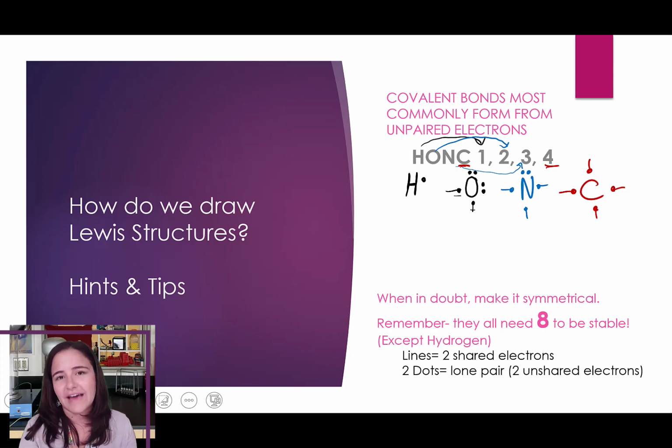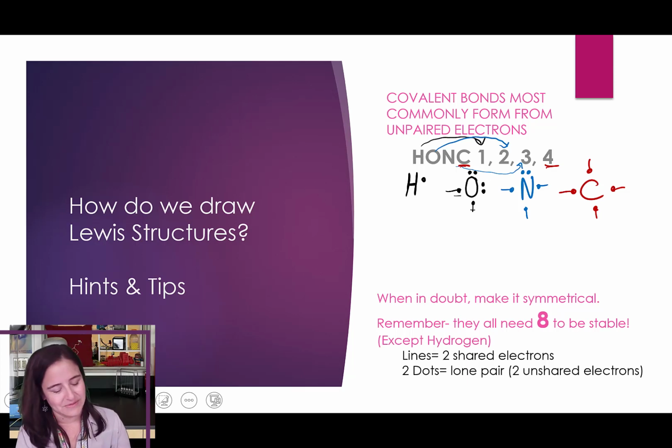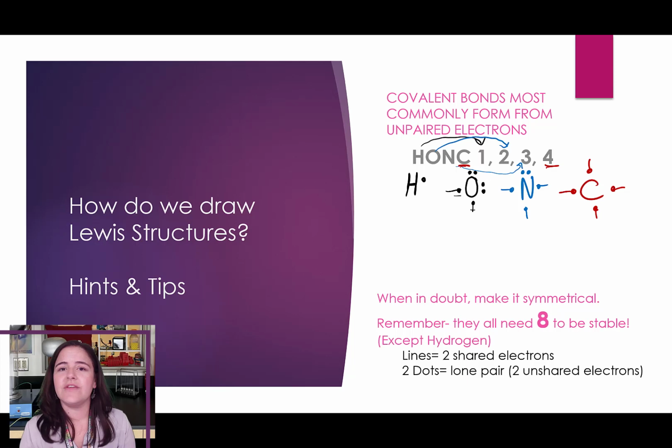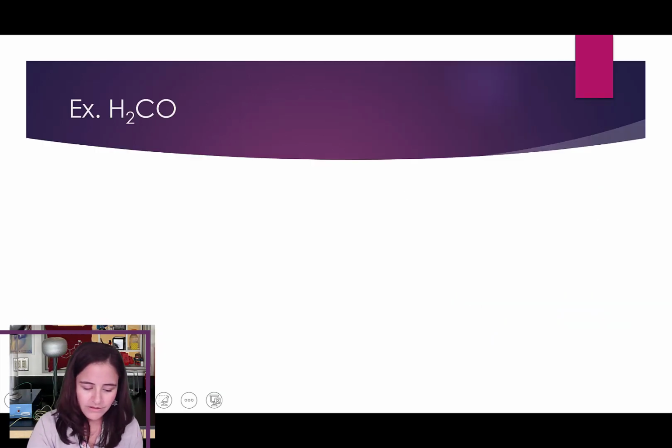Now, one other hint and tip is when in doubt, try to make it symmetrical. And just remember that that magic number is 8, except for hydrogen. But except for hydrogen, all atoms want to be surrounded by 8 electrons, whether that's 4 bonds, 4 shared pairs of electrons, or some lone pairs of electrons, okay? So let's go ahead and do some examples. For both of these, I'm going to show you guys how first using the steps, and then how you might do it if you were doing it like a puzzle using some of these tips and tricks of the unpaired electrons, okay?